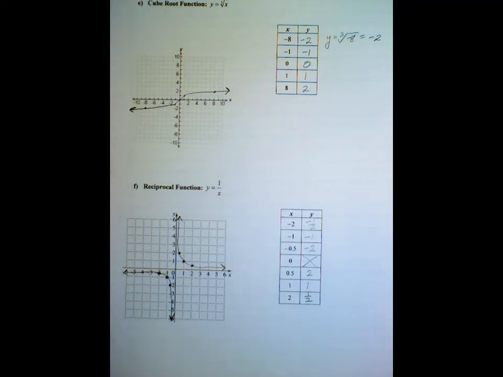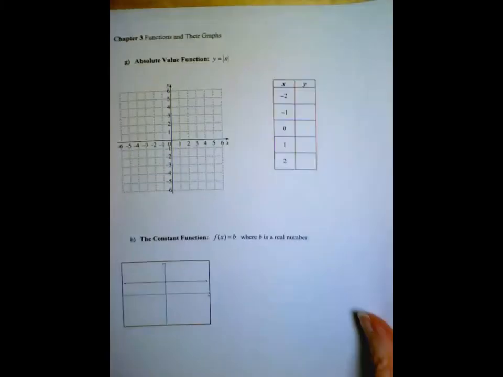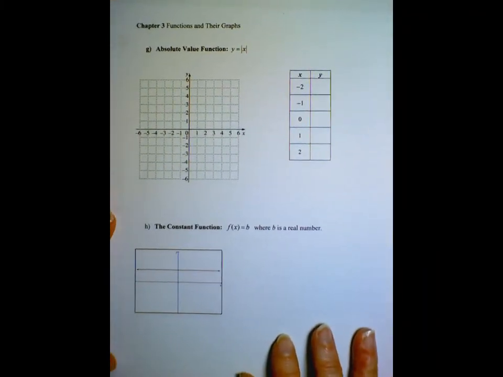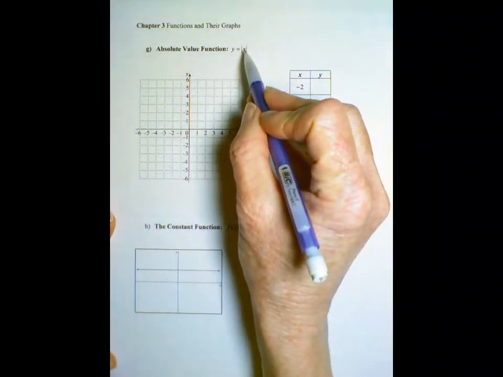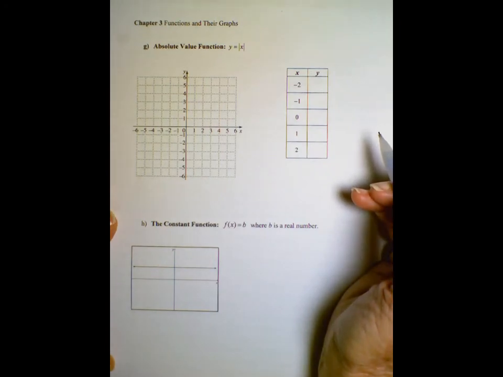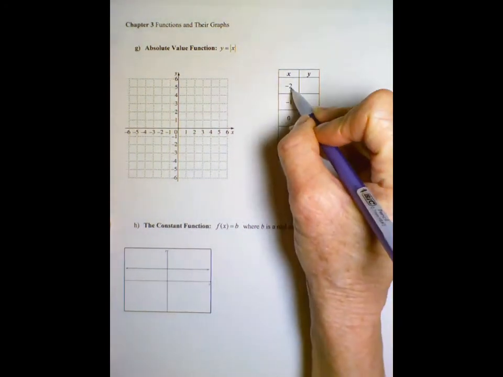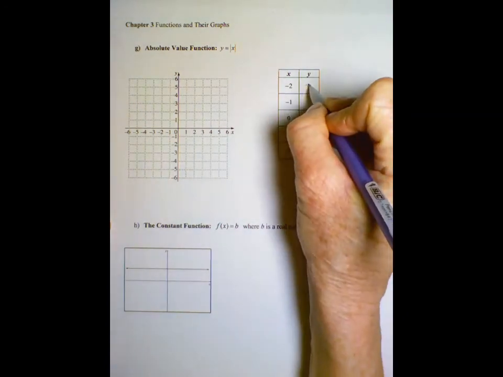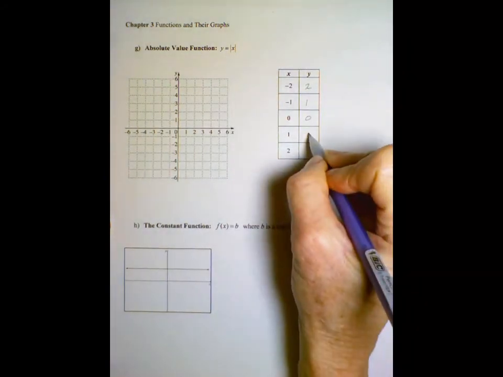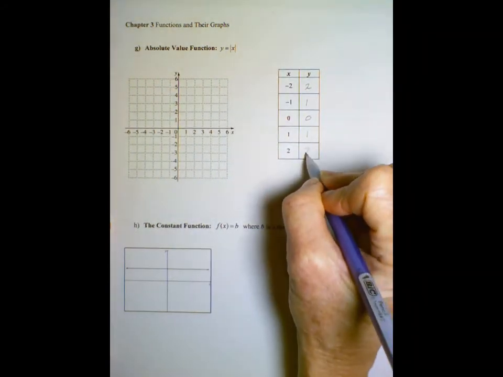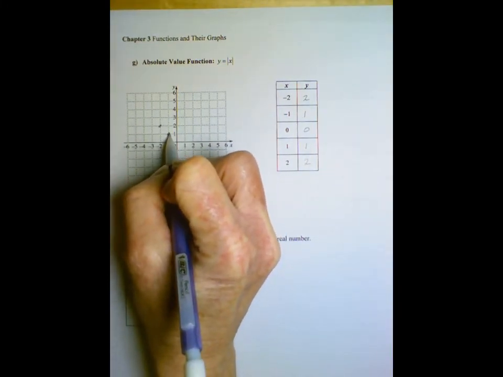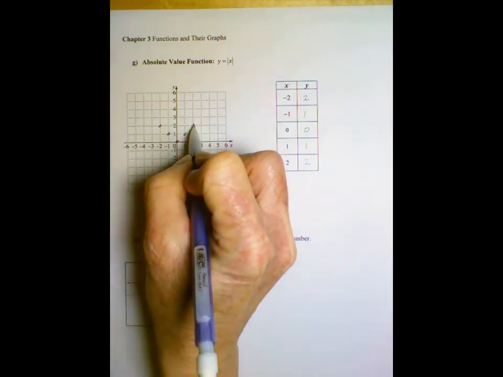Okay, 2 more in our library that we want to look at today. The absolute value function. All right, all real numbers, right? Because we don't have a variable in the denominator or a variable under a radical of even index. So when you take the absolute value of -2, what do you get? 2, absolute value of -1, 1, absolute value of 0, 0, absolute value of 1, 1, absolute value of 2 is 2. -2, +2, -1, +1, 0, 0, 1, 1, 2, 2.